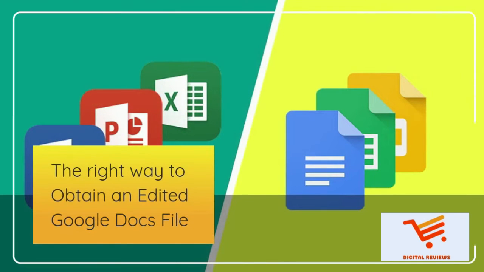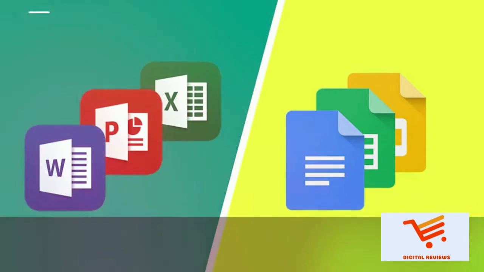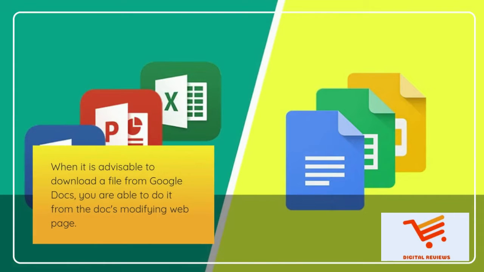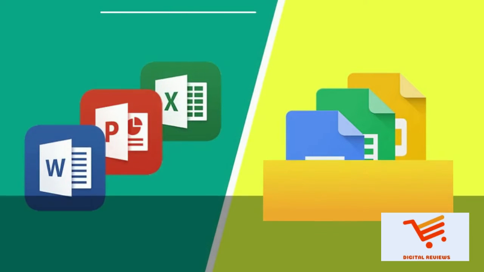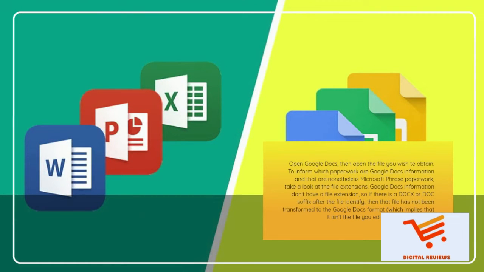How to download an edited Google Docs file. When you need to download a file from Google Docs, you can do it from the Docs editing page. Open Google Docs, then open the file you want to download. To tell which documents are Google Docs files and which are still Microsoft Word documents, look at the file extensions. Google Docs files do not have a file extension, so if there is a docx or doc suffix after the file identifier, then that file has not been converted to the Google Docs format, which means that it is not the file you edited on Google Docs.